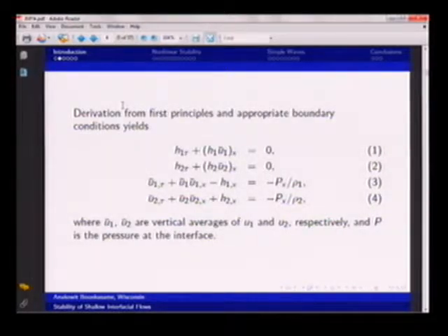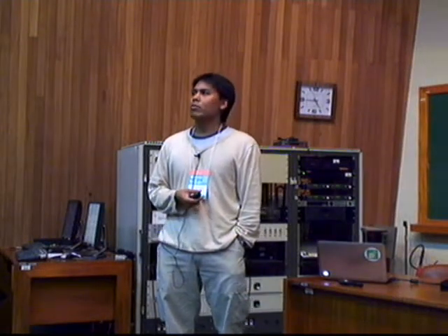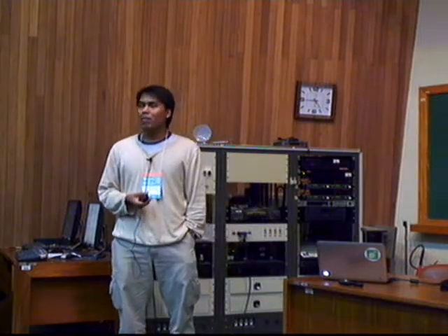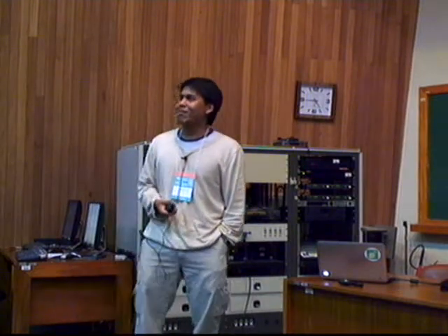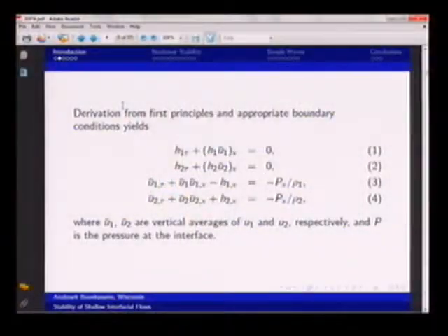From first principles, from the Euler equations and appropriate boundary conditions, I get these 4 equations, and you may notice that I'm working with the vertical mean of U1 and U2 here. I've seen in some papers that people work with U1 and U2 and just assume that they are independent of Y. But we don't need to make that assumption. Okay, and P is the pressure at the interface.